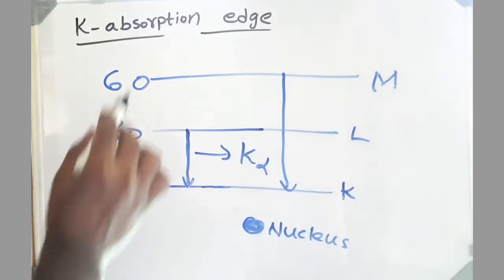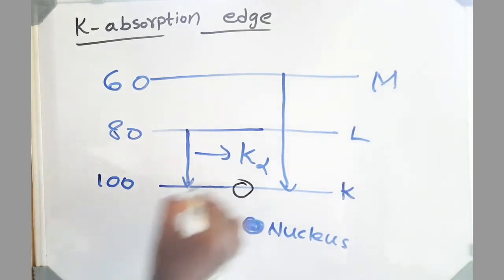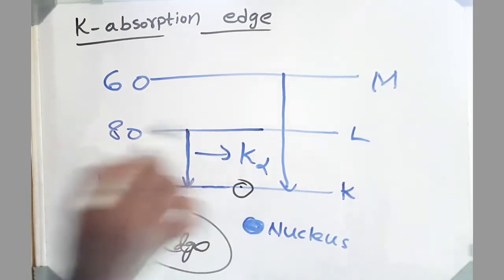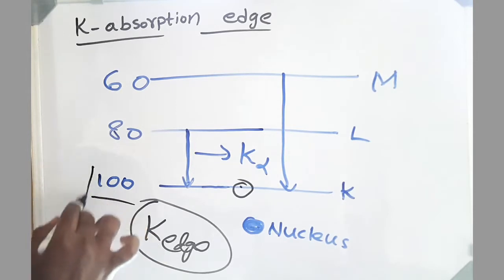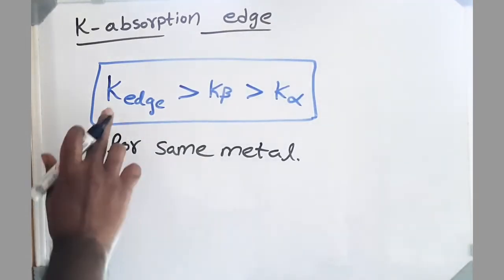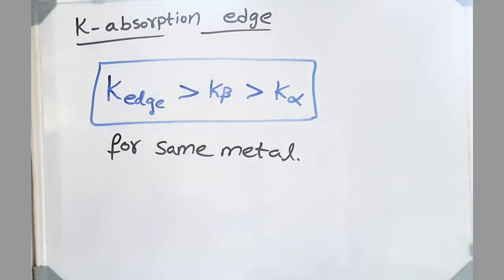Now, the K absorption edge is the energy required to knock off an electron from the K shell. So the energy of the K edge is the binding energy of an electron in the K shell, which means the K edge has an energy of 100. We understand that for the same metal, the K absorption edge is greater than K beta, which is greater than K alpha, in terms of energy.